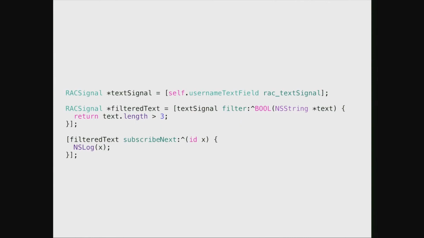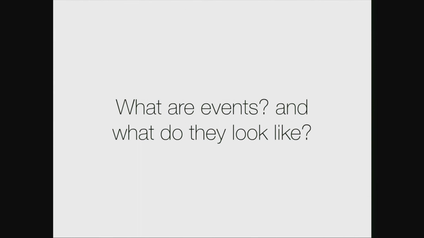So to get back to the code, one of the things that I mentioned early on was that once you've got this common concept, you can then start to apply operations to signals. So here, we're taking that same text signal and we're applying a filter operation to it, and then subscribing to the filtered signal and logging the result. The filter is only allowing the next events to pass if the length of the string is greater than 4 characters. Yeah, it's pretty cool.